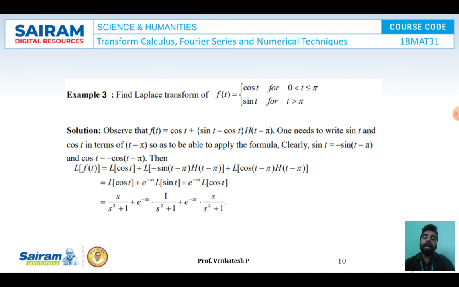So after applying the main formula of Heaviside function, we'll be getting the equation like this, that is Laplace transform of cos t plus e power minus pi s into Laplace transform of sin t plus e power minus pi s into Laplace transform of cos t. So on simplifying further, we'll be getting the solution is s by s square plus 1 plus e power minus pi s into 1 by s square plus 1 plus e power minus pi s into s by s square plus 1 is the required solution for the given discontinuity function.